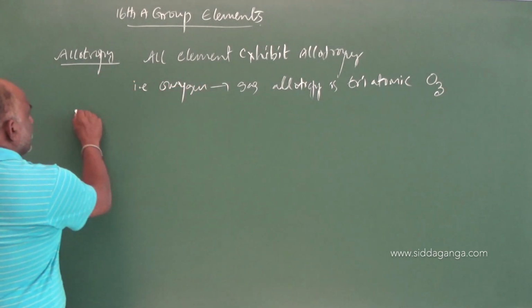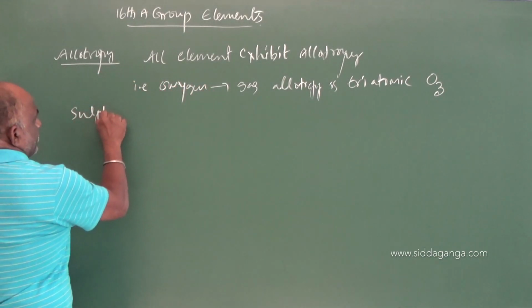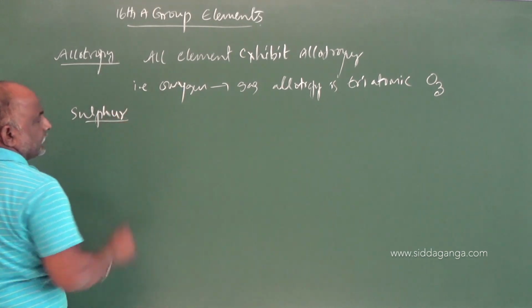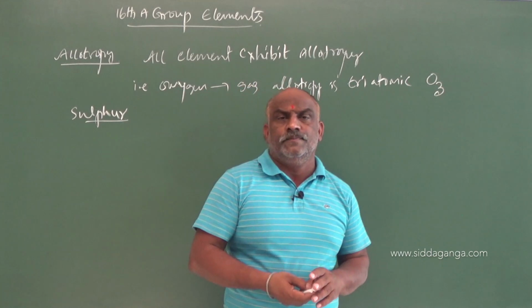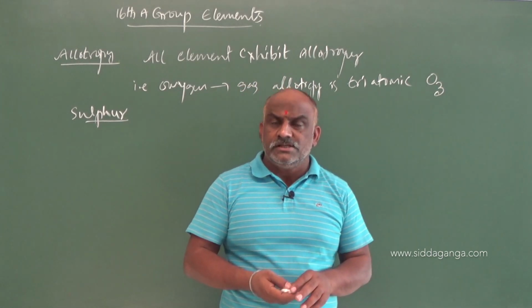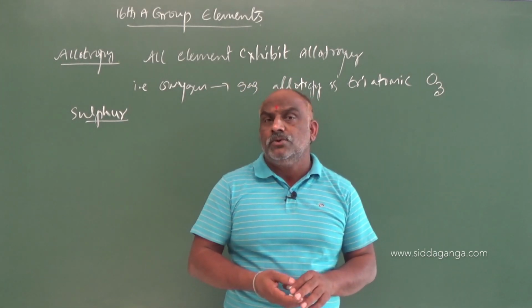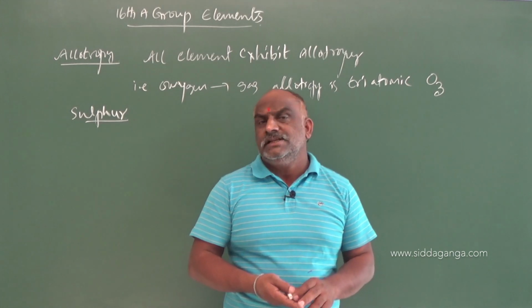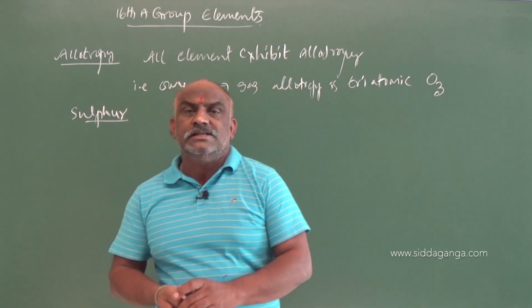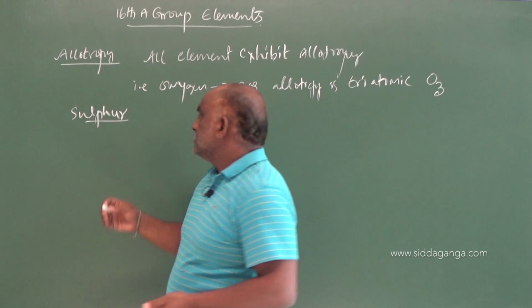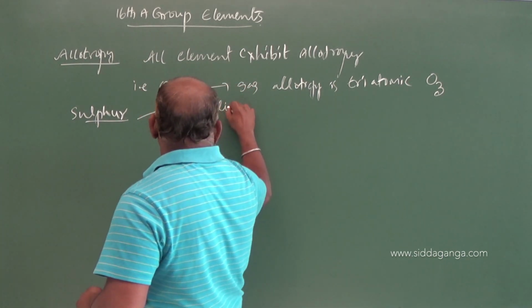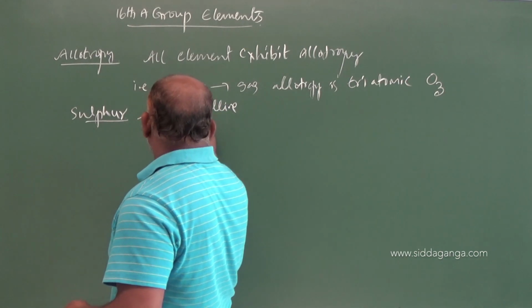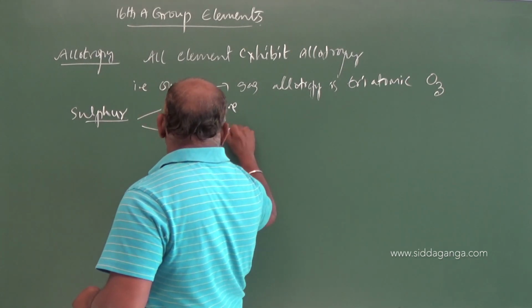While coming to the second element, that is sulfur, very, very important. Sulfur exhibits two types of allotropes. One is crystalline, second one is amorphous. So here one will be the crystalline and second one is amorphous.